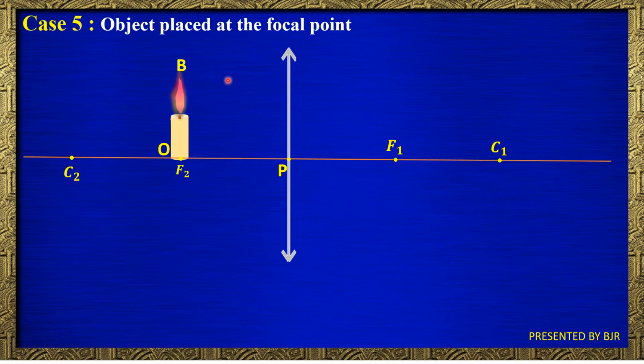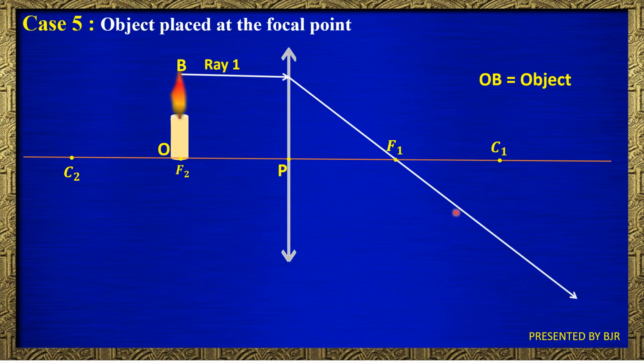Same two rays I am taking from the same point B. Let us draw the first ray from point B. Here OB is the object. Ray 1 is traveling parallel to the principal axis and falling on the convex lens. Here, this is the first incident ray, and you know how it gets refracted. Okay, this is the first refracted ray which is passing through the focal point on the other side of the convex lens, and this one is the second ray which is passing through the optic center and will not get deviated.